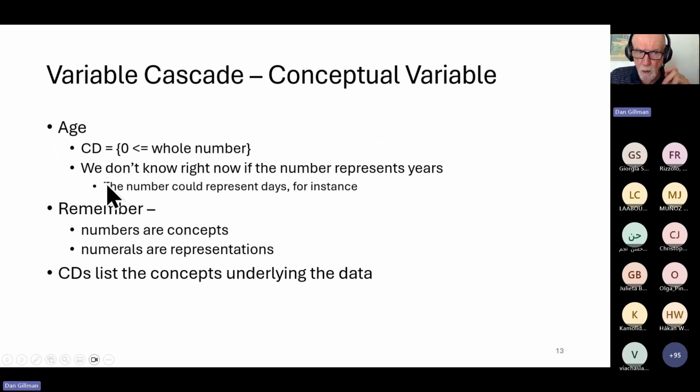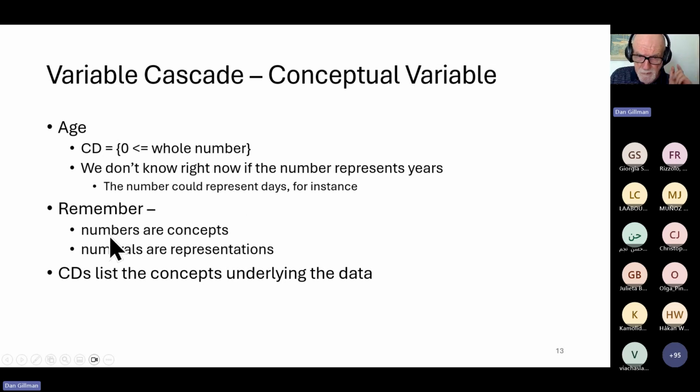Going a little further, we can also look at age, where we have whole numbers greater than 0 and possibly up to 100. We don't know right now if the number represents years, but we do know that we're using whole numbers to represent the age. The number could also represent days that the person is alive, for instance. It doesn't have to be years.